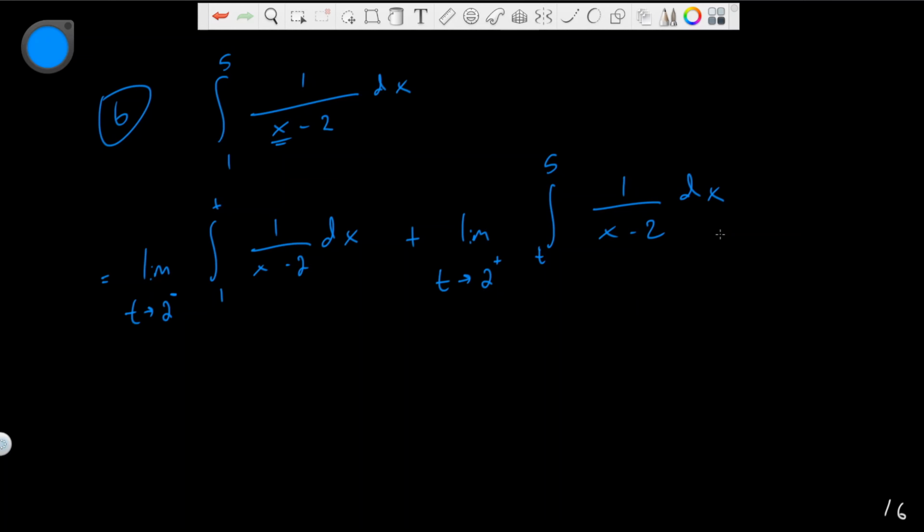All right, we want to evaluate this thing. All right, so this is going to be ln of x minus 2 evaluated from 1 to t. Let me not forget my limit.